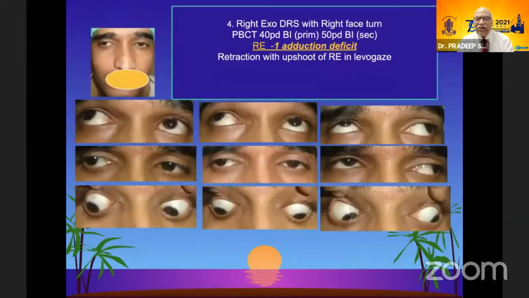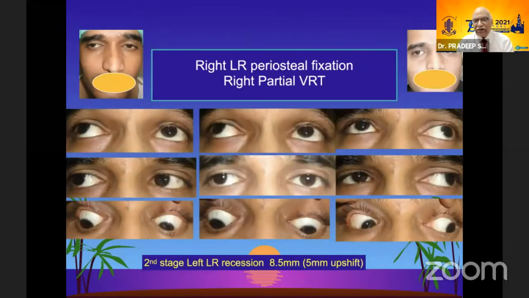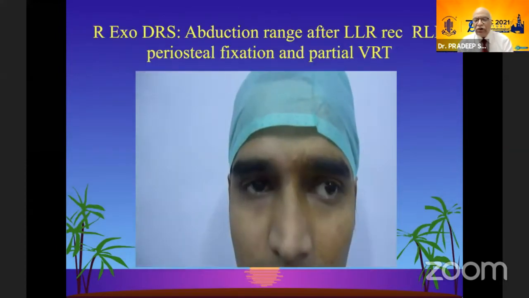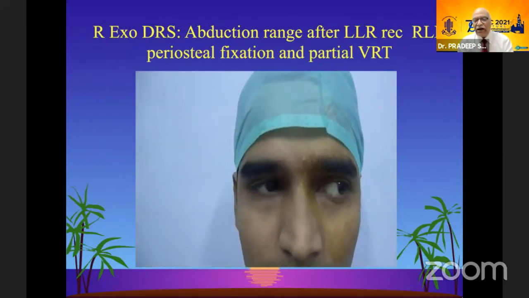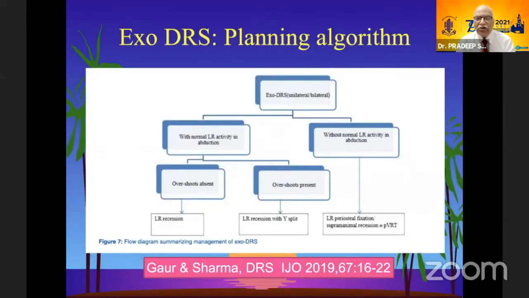So adjustable partial VRT is a very gratifying procedure for improving the abduction. This is a video of a person in which we have done it in the right eye, and you can see the improvement in abduction after the periosteal fixation even. So this is an algorithm which is being shown.